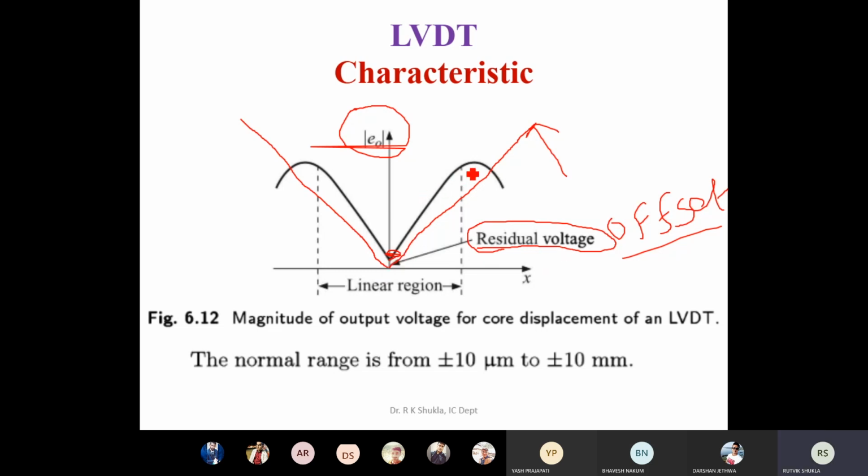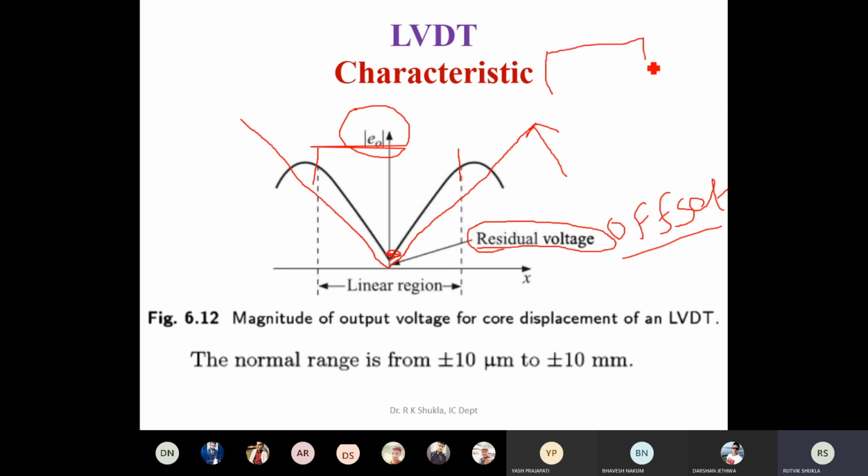Another thing which you can notice here is that after crossing this particular limit on both sides, instead of increasing linearly, the output drastically falls. This is due to the fact that once the LVDT core is out of the effect of the secondaries and primary, then instead of getting an increasing output, the output starts to fall.